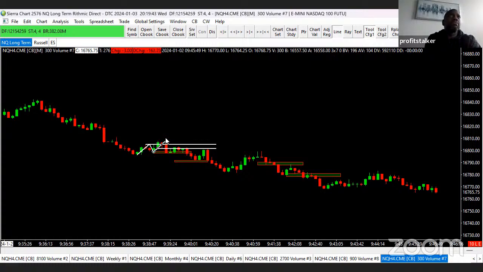Now, that's my favorite one to enter on. There are three other reasons you can take the trade. You can take the trade off of 3B, 3-bar reversal. You can take the trade off of 2B reversal, which we use the 2B to confirm the ABC pattern. And there's also the 1, 2, 3, which is my least favorite to enter on.